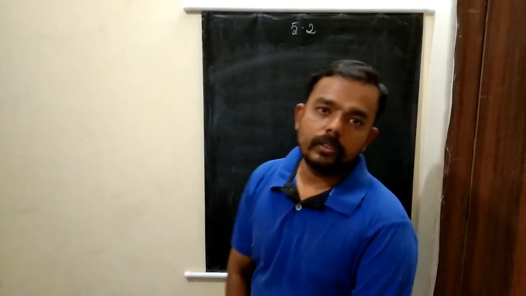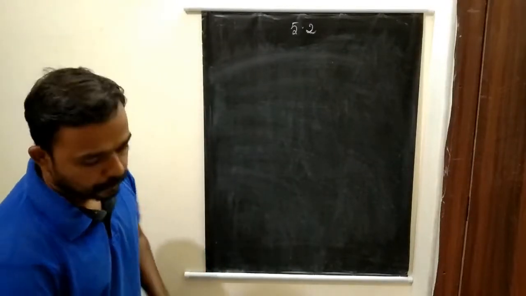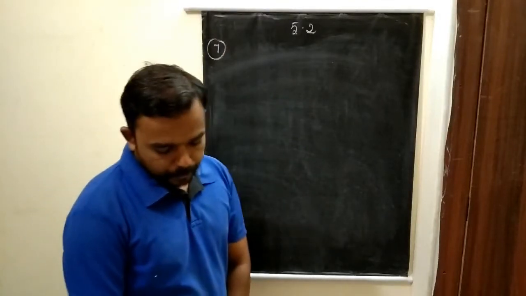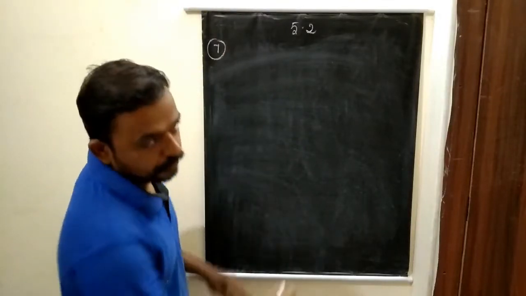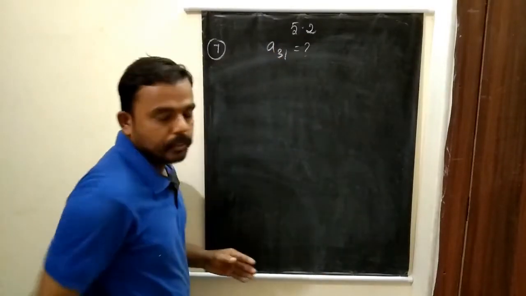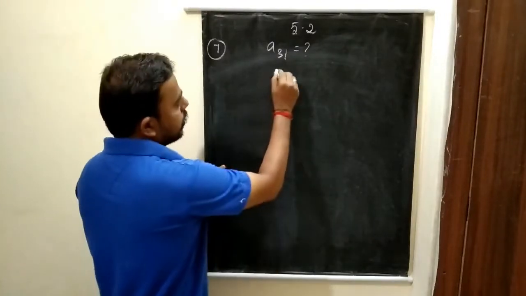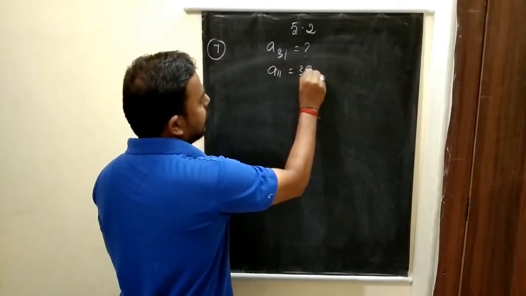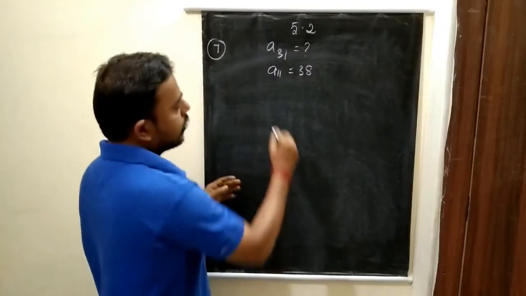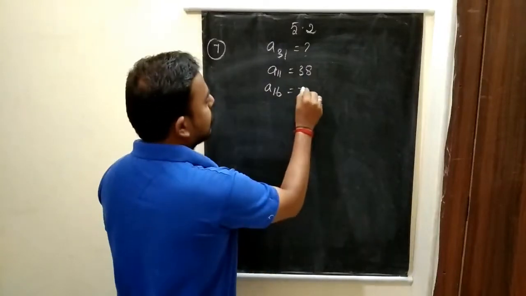Good morning, my dear students. Today we are going to discuss Exercise 5.2, seventh problem onwards. The problem is: find the 31st term, A31, of an AP whose 11th term, A11, equals 38 and whose 16th term, A16, equals 73.